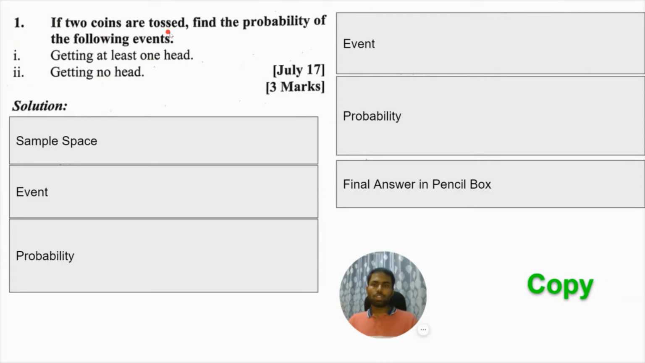If 2 coins are tossed, find the probability of the following events: getting at least one head, getting no head. Okay, so we have solved very similar sums to this, right? But we haven't found the probability. So I'm not going to explain the sample space.